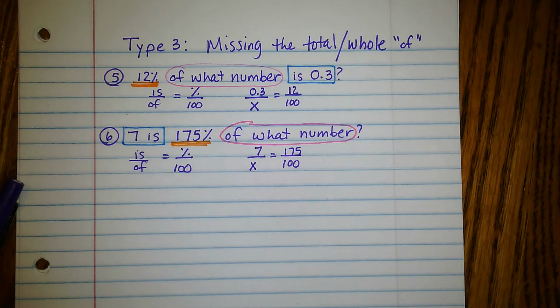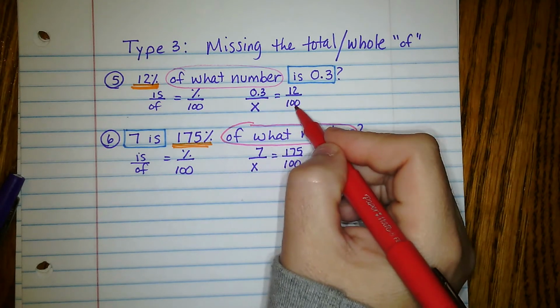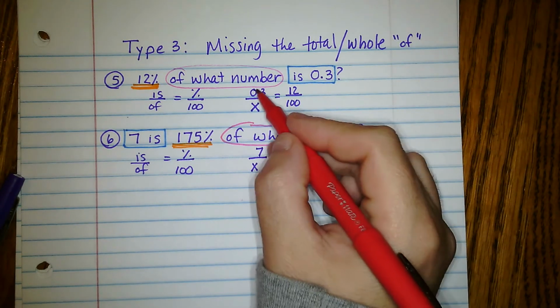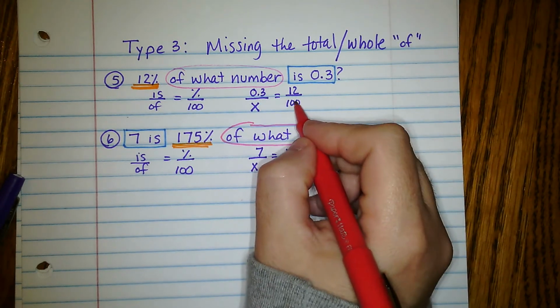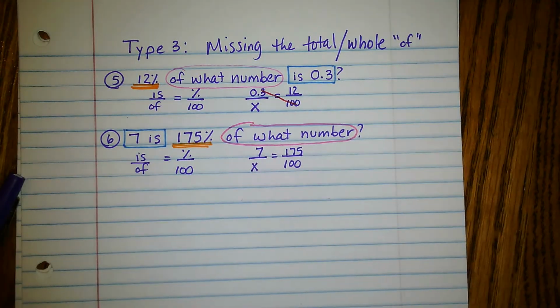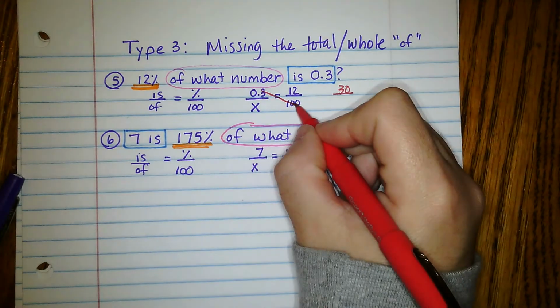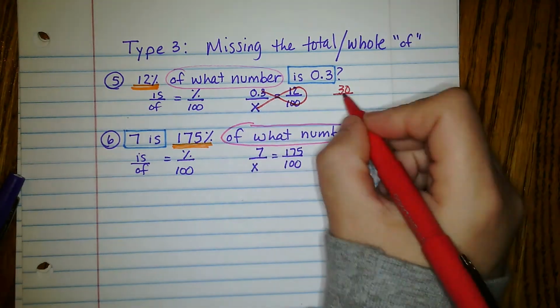When we go to solve these, remember calculator, and we're going to go on the diagonal where you have both numbers. In this case, we've got 0.3 and 100. Doesn't matter what order you do them in because multiplication is commutative. So I'm going to do 0.3 times 100. That gives me 30. And I'm going to divide it by 12 to give me x.